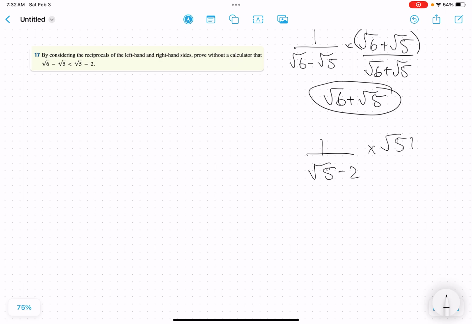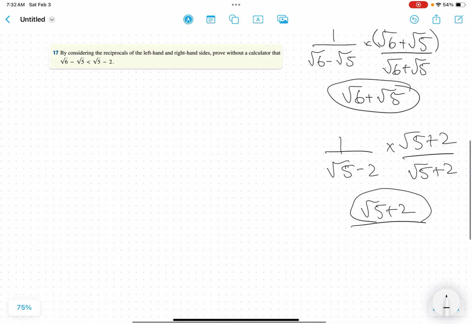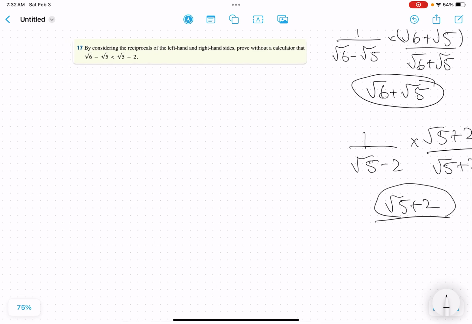We'd multiply by root 5 plus 2 on root 5 plus 2, and again on the top we'd get root 5 plus 2, and on the bottom we would get 5 minus 4, which is 1. So we're looking at these two, that's what we're considering, this is what we are required to prove.